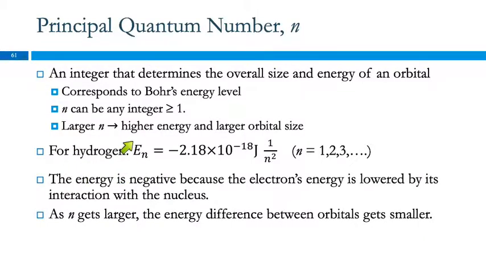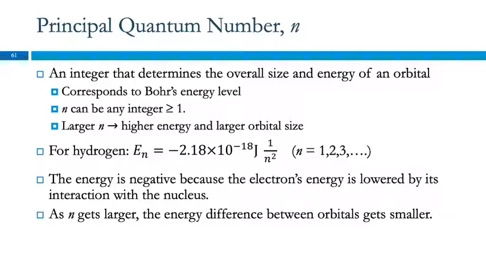So for hydrogen, we can calculate the energy of an electron that has a particular quantum number. It's minus 2.18 times 10 to the minus 18th joules times 1 over n squared. And again, n could be 1, 2, 3. So the energy there is negative. See, there's this negative sign? The energy is negative because the electron's energy is lowered by its interaction with the nucleus. Things tend to go towards lower energy. Balls roll down the hill. Going down the hill, you have less potential energy. Electrons go towards lower energy. So the electron is stabilized by its interaction with the nucleus.